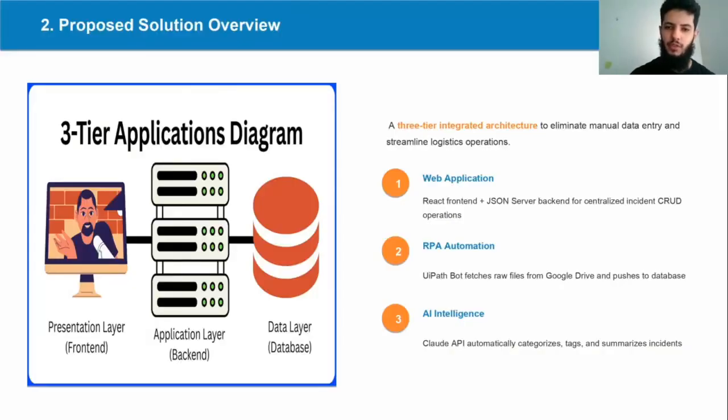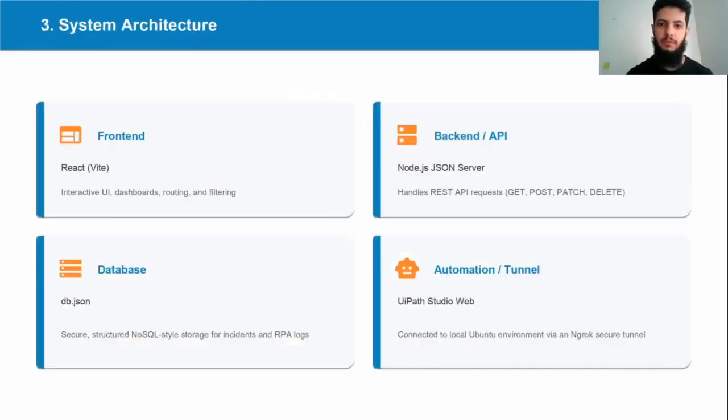For the web application, I used React for the front end and JSON Server for the back end, for centralized incident queries or CRUD: create, read, update, and delete operations. For RPA, I use UiPath to fetch files from my Google Drive and push them to the database. I'm going to explain more about this part, as I'm a Linux user. For the AI intelligence, the Claude API automatically categorizes, tags, and summarizes incidents. This is my AI support here.